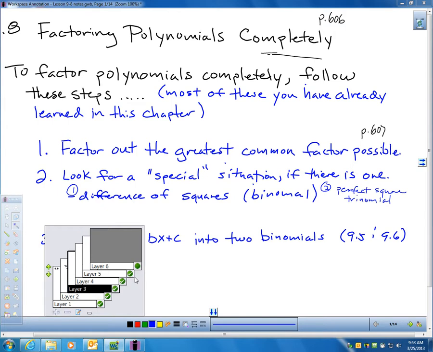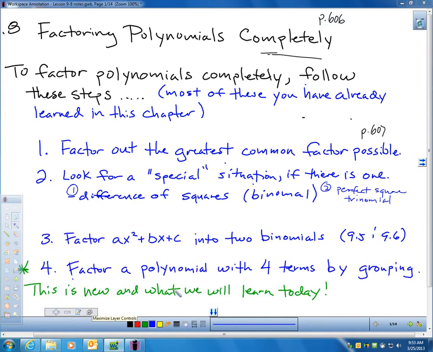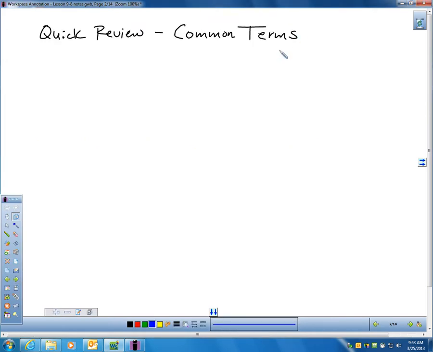Now there is one situation we haven't talked about, and that is if we need to factor a polynomial with 4 terms, and we can do that by grouping. So if you have a 4-term polynomial, you can group it, and this is new in what we will learn today. Let's just quickly review some of the things that we talked about in the chapter, just because it has been a long chapter.